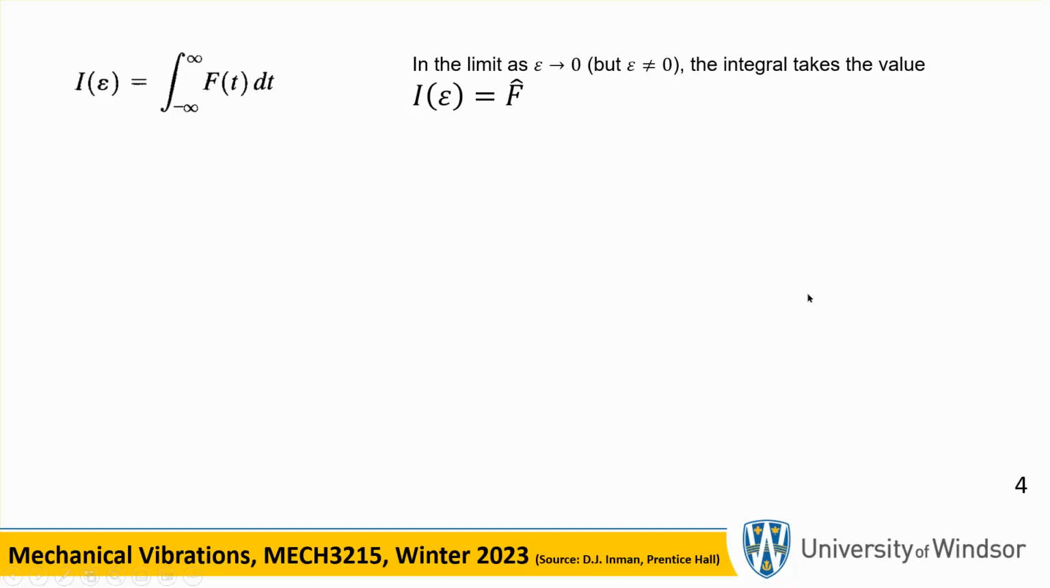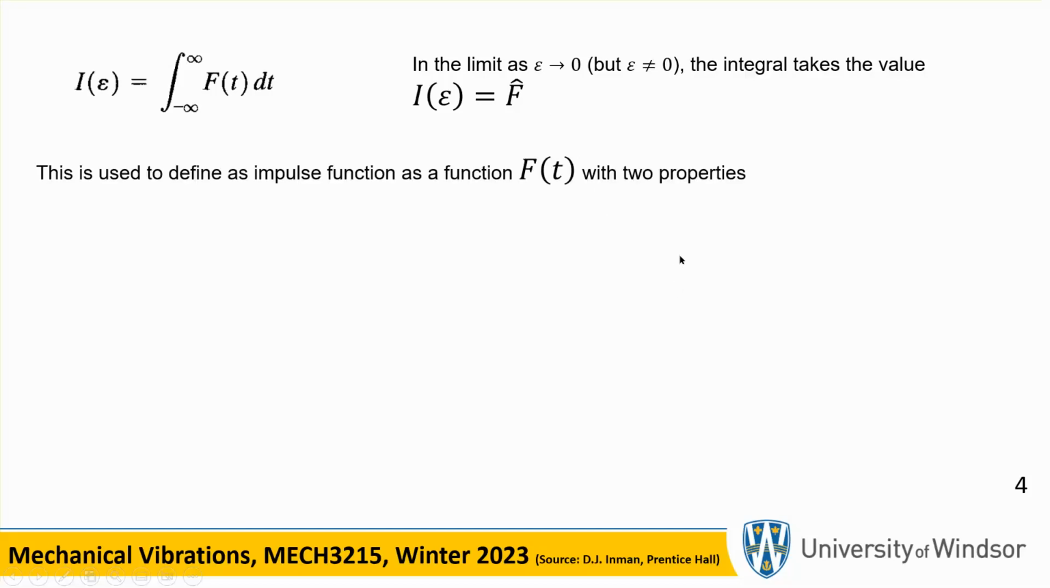Okay. This is written again for your convenience. So I, the impulse, due to this function, is the integral from minus infinity to infinity. Basically, impulse is the area under that curve. You can see that. And we just saw that it is the same as f hat. And in the limit, as epsilon goes to 0, essentially that rectangle becomes an infinitely long strip with almost 0 or 0 width.